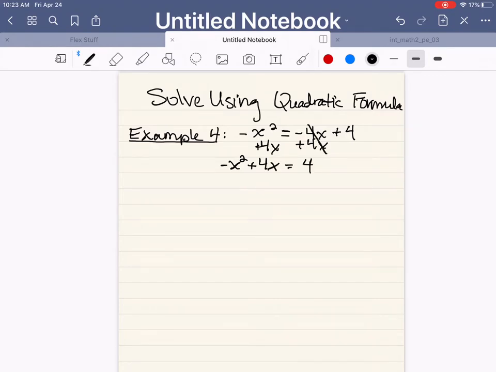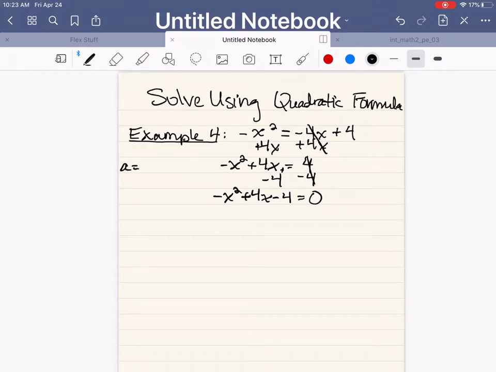Still not equal to 0 yet. To make 4 0 and move it to the other side, I'm going to subtract 4, subtract 4. This makes 0. Remember, this 4 is going to go right there because it doesn't have any like terms, so it's negative x squared plus 4x minus 4 equals 0. Okay, so now that it's equal to 0, we know what a, b, and c are.